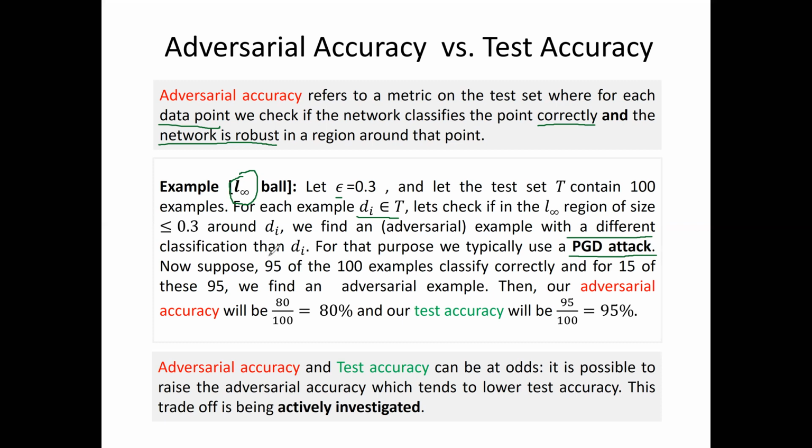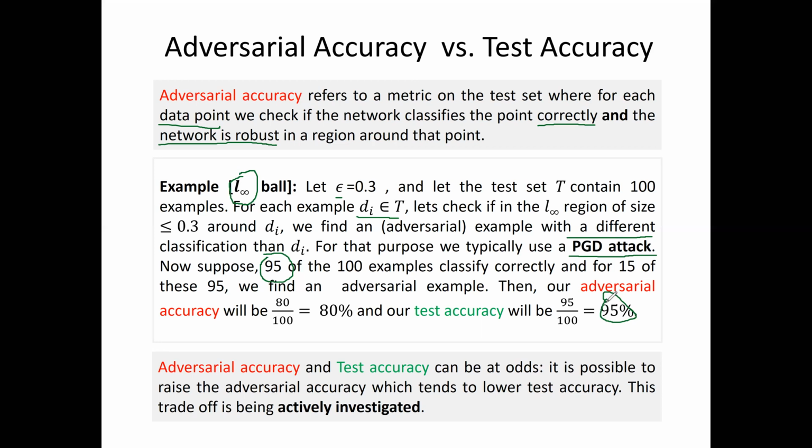Now let's suppose that 95 of these 100 examples classify correctly. So the neural network classifies them to the correct label that they have in the data set. So we would have a natural accuracy, or test accuracy, of 95%, right?